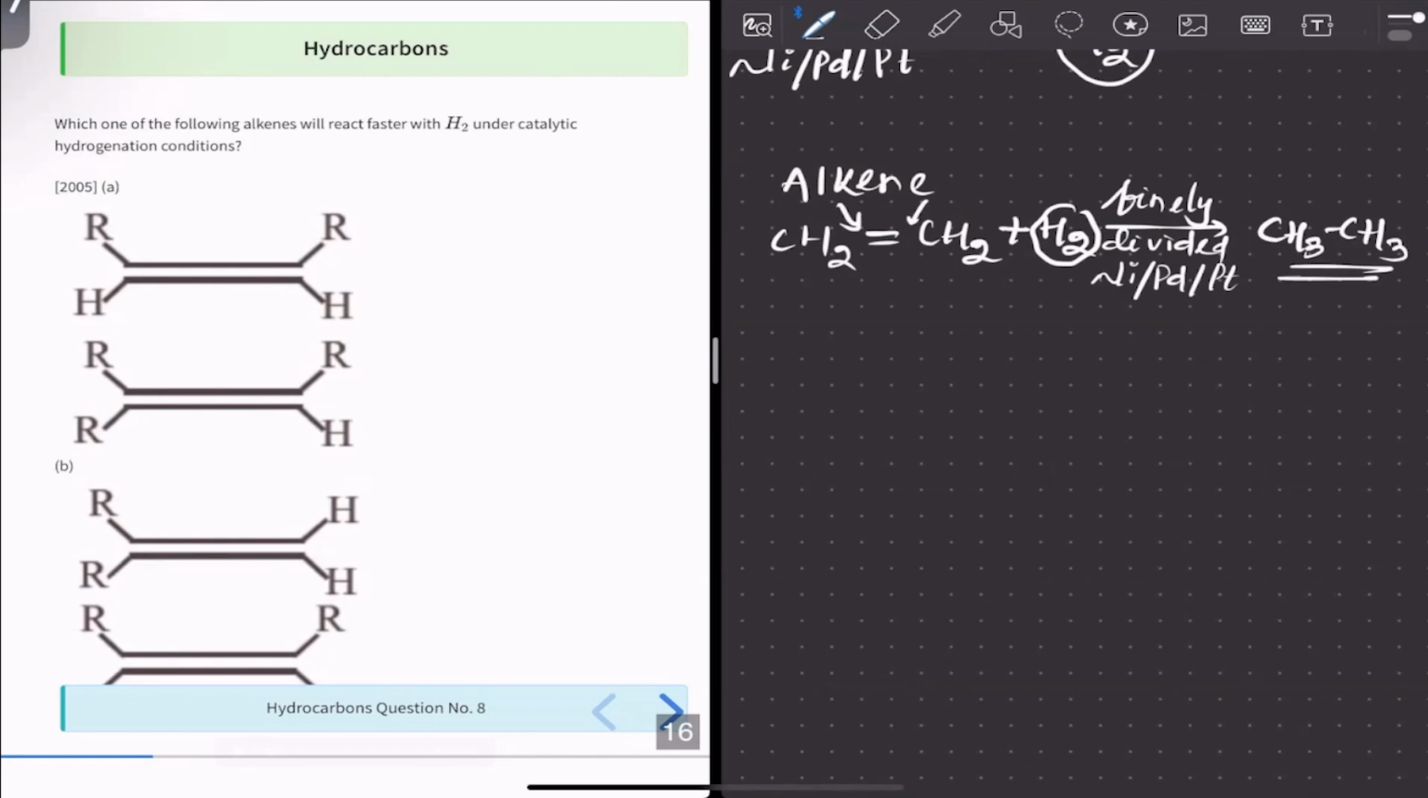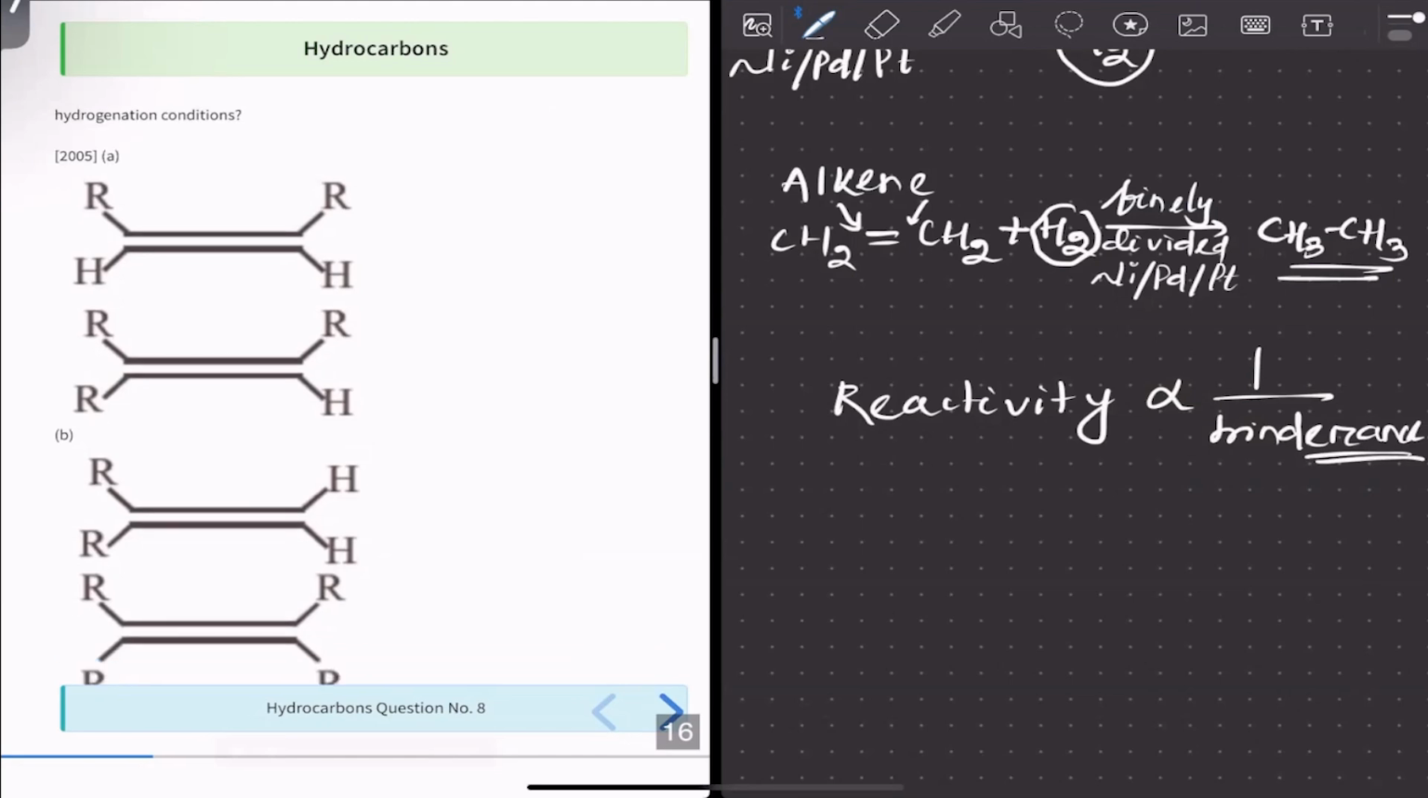For this reaction, we need the least hindrance. Reactivity is inversely proportional to hindrance or steric effect. So we have to find the least hindered molecule here. Option A has R, R, a cis position alkyl. Option B has three R's, like three alkyl groups, which means it has more hindrance than the first. So option B is eliminated.